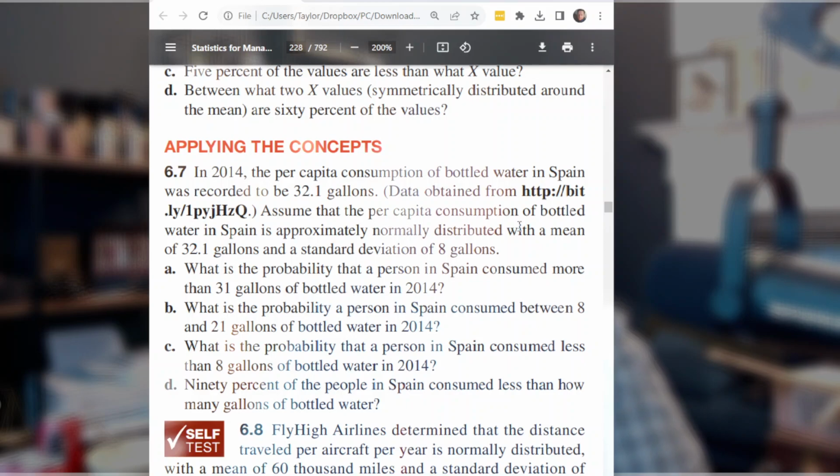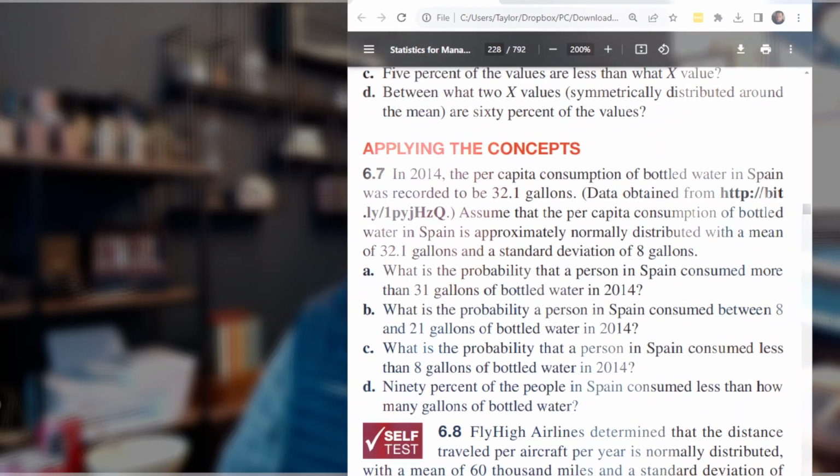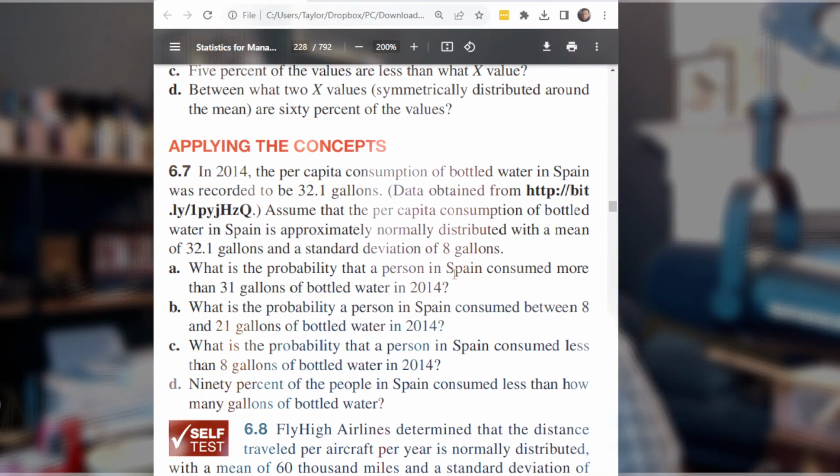You need to know the mean. You need to know the standard deviation. That's the first thing we've got to identify, and it just gives it to us. The mean is 32.1. Standard deviation is 8. All right. What is the probability that a person in Spain consumed more than 31 gallons of bottled water?